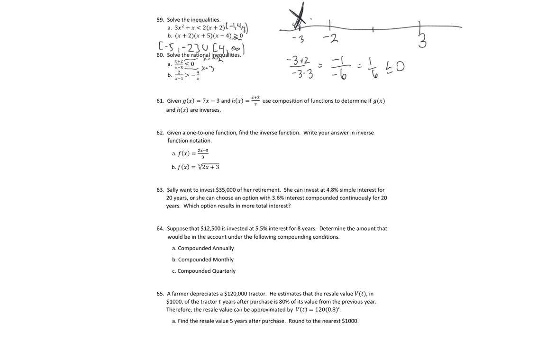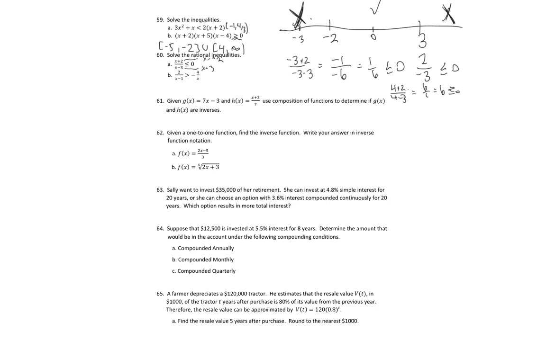What about right here in the middle at 0? 0 plus 2 is 2, and 0 minus 3 is minus 3. Negative 2/3, that works. The middle is going to work. Let's pick a number bigger than 3, so let's try 4. 4 plus 2 is 6, and 4 minus 3 is 1. So 6 over 1 is positive 6. That's not less than or equal to 0, so that's not going to work.